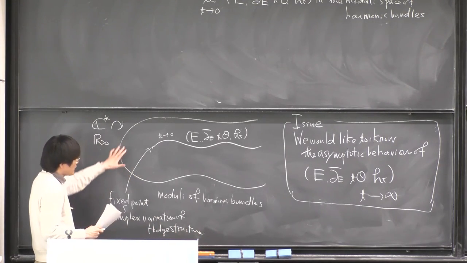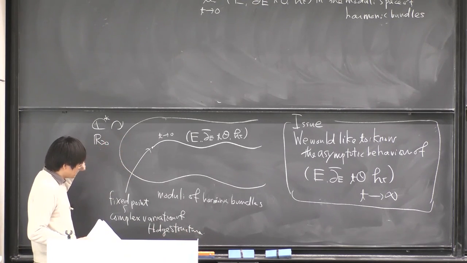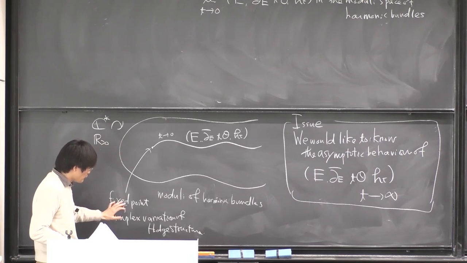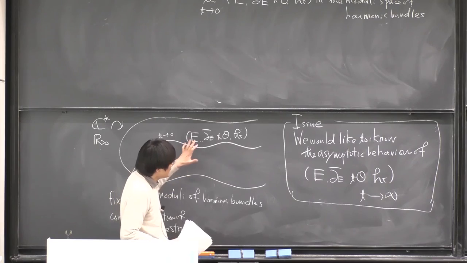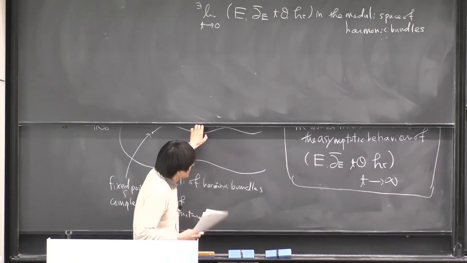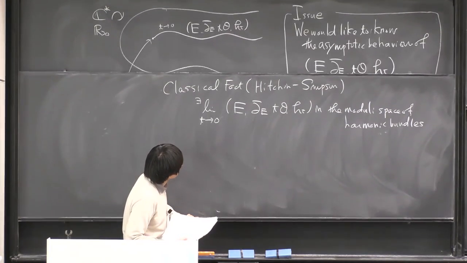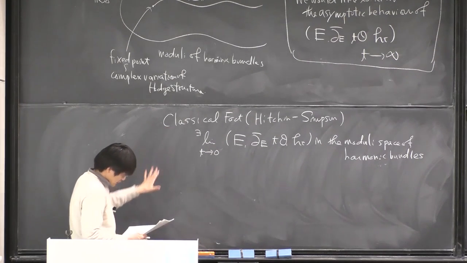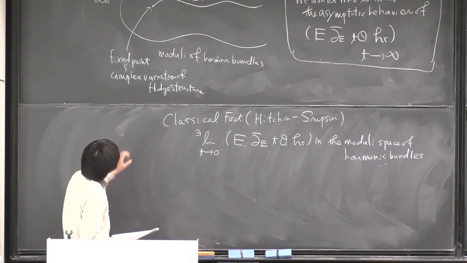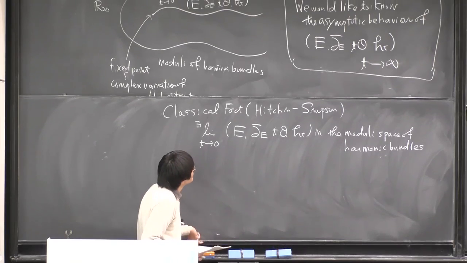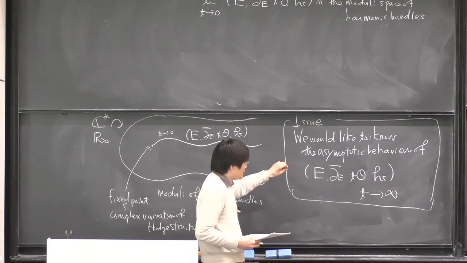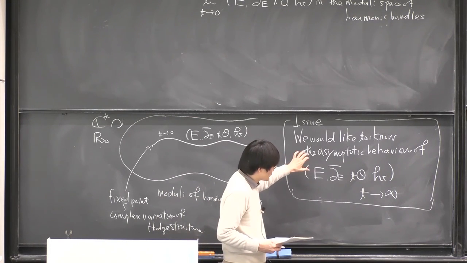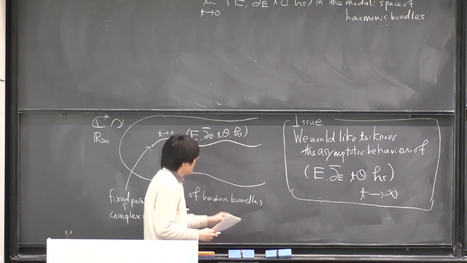So for small parameters, we have the limit, and it is a more special type of harmonic bundles. And this fact is very interesting and useful. And actually, some applications are given. But anyway, this is a very classical fact. And more recently, some people are interested in this family for large parameters.